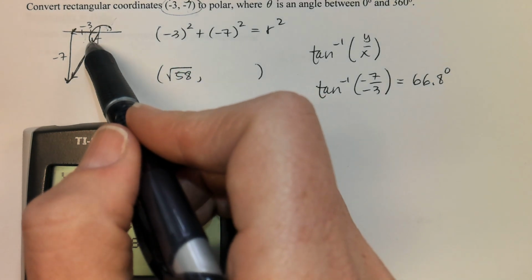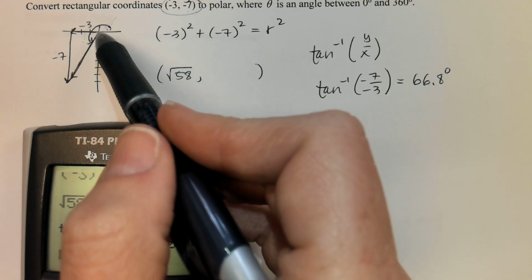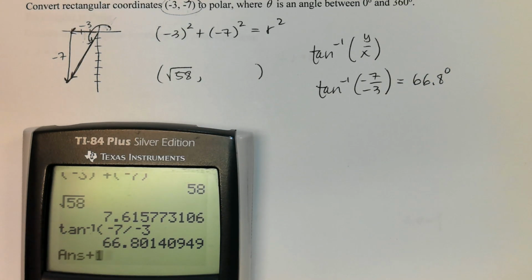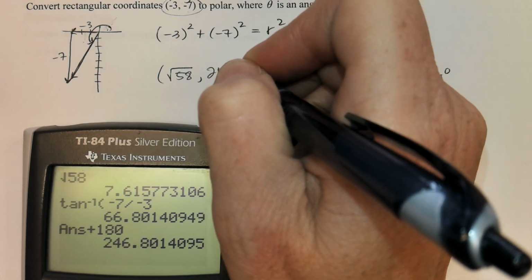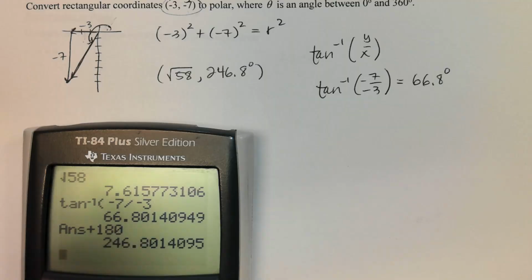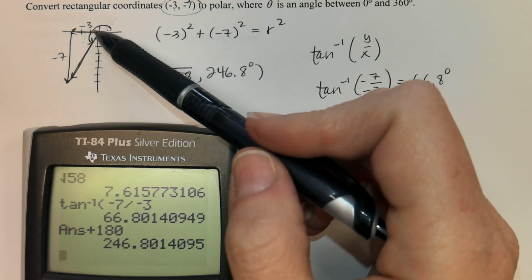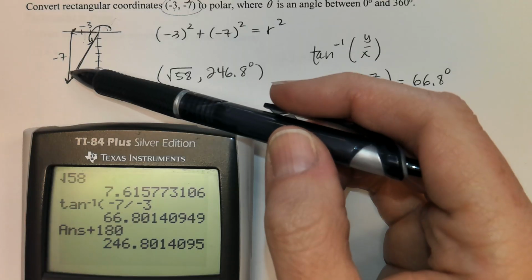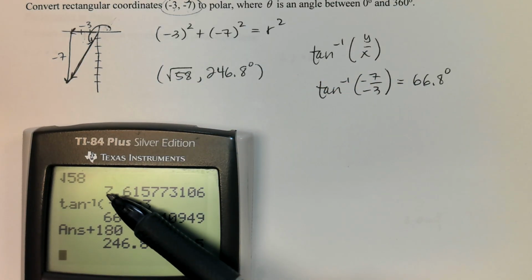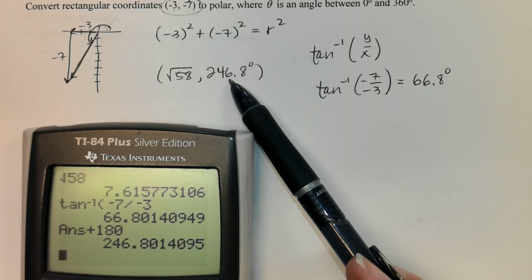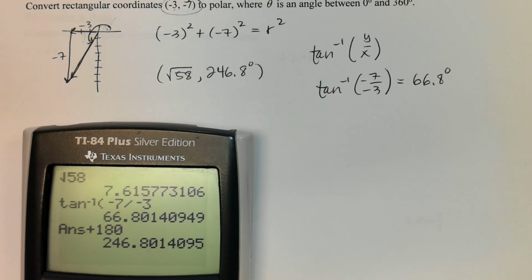Since we are on the exact opposite side from 66 degrees, I'm just going to add 180 because that'll go halfway around the circle for me. So this is going to be 246.8 degrees. So this is for the ambulance. It's going to go 3 streets to the left, 7 streets south. The helicopter is going to go about 7.6 miles at an angle of 246.8 degrees. And that is how you convert between polar and rectangular coordinates.